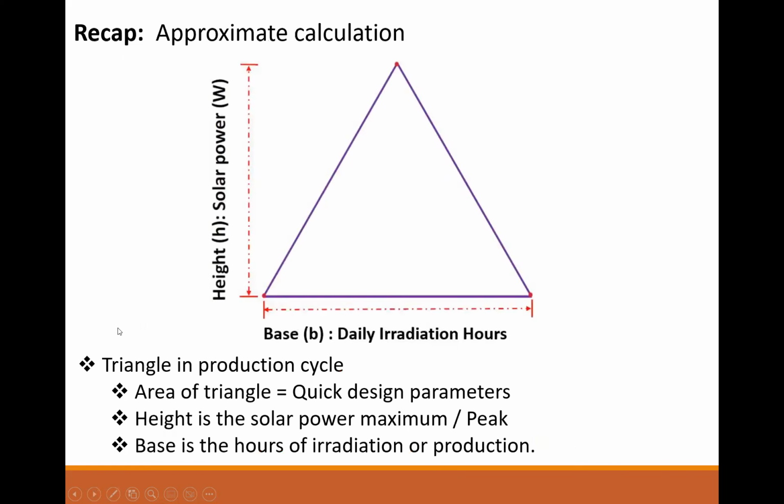If we also recap, what is the triangle formula? This is an extract that we obtained from the daily cycle of a solar PV panel. We are looking at the daily irradiation hours, which is the base of our triangle, and also the solar power peak. So we're able to say that the area of the triangle gives you a quick design parameter. Height is the solar power maximum or the peak, and the base is the hours of irradiation or production. And I should mention that for design, we actually look at the minimum in a day throughout the year.